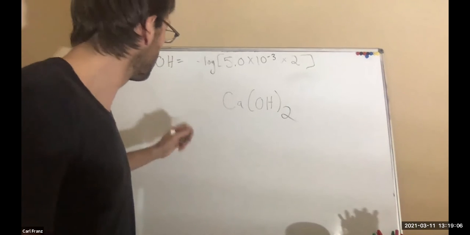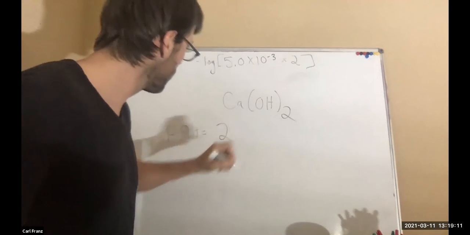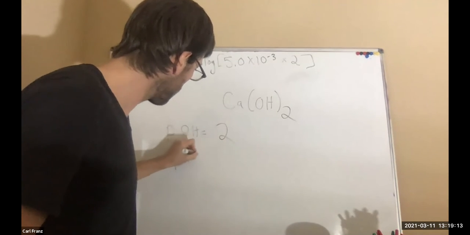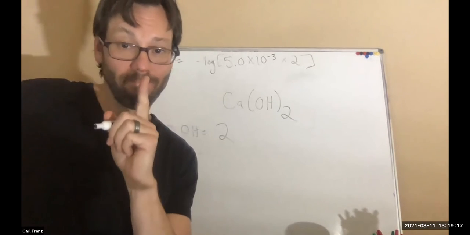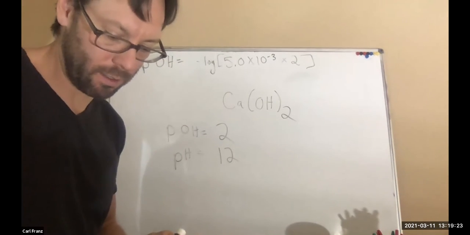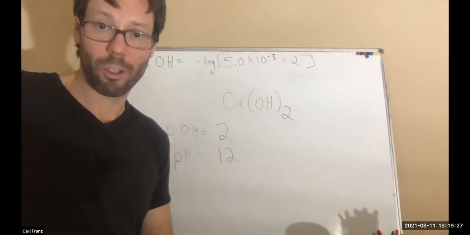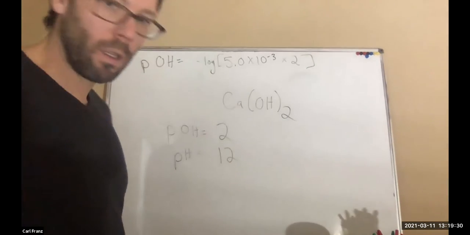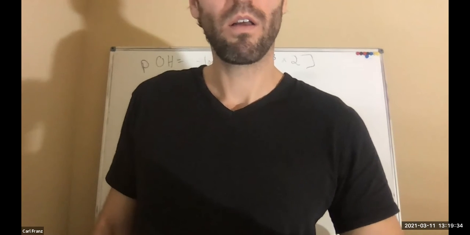All right. So the pOH equals 2. So then the pH must equal what? 12. Yeah, 12. And that should make sense because, again, it's a strong base. So the pH should be high.